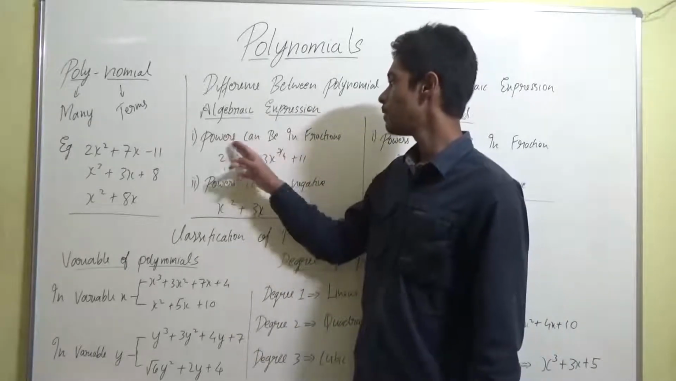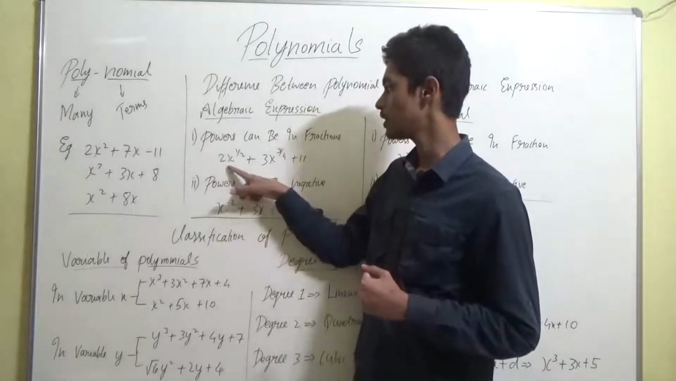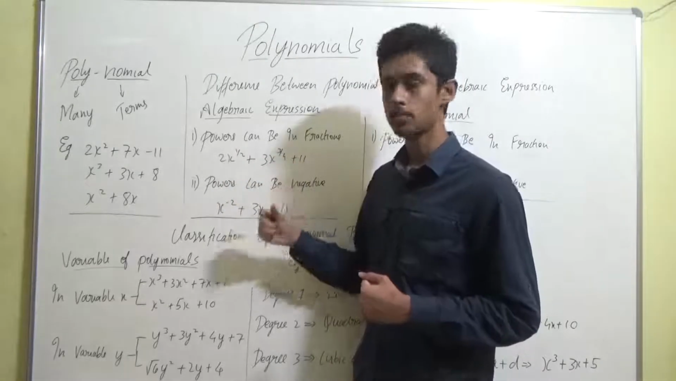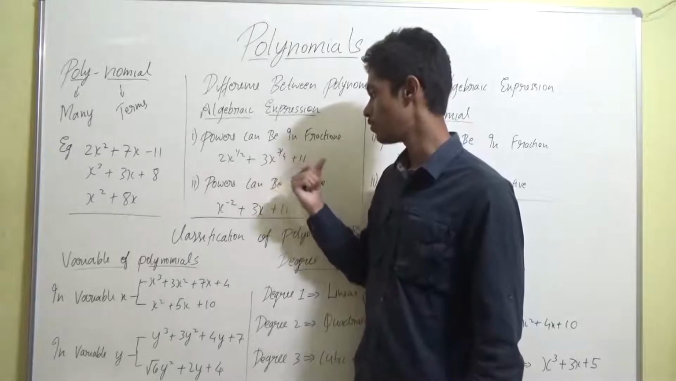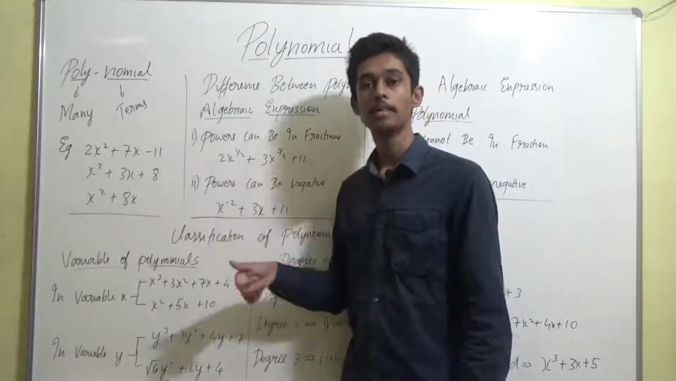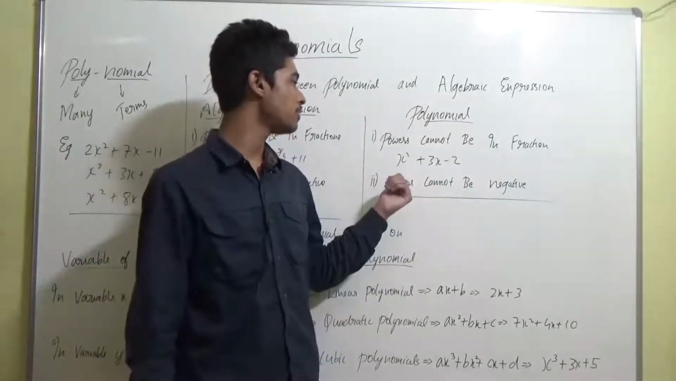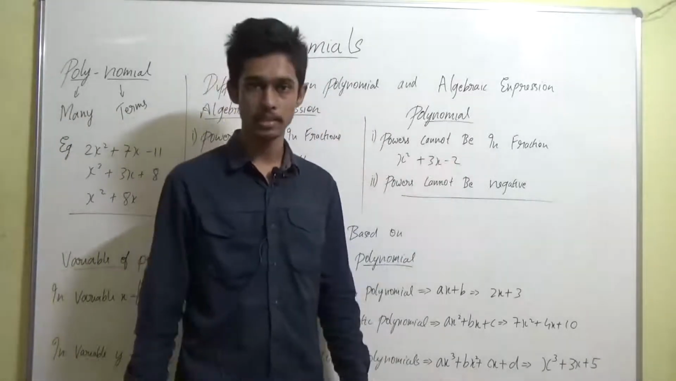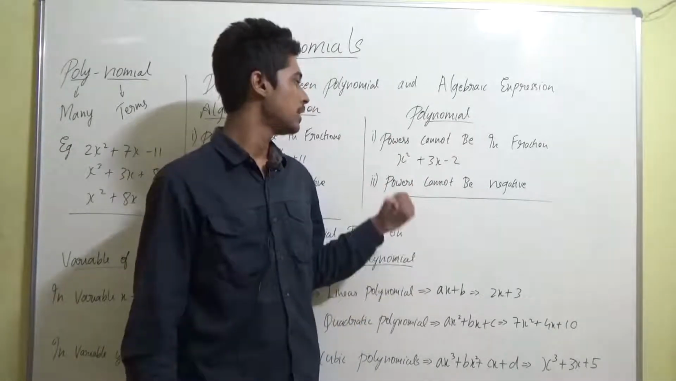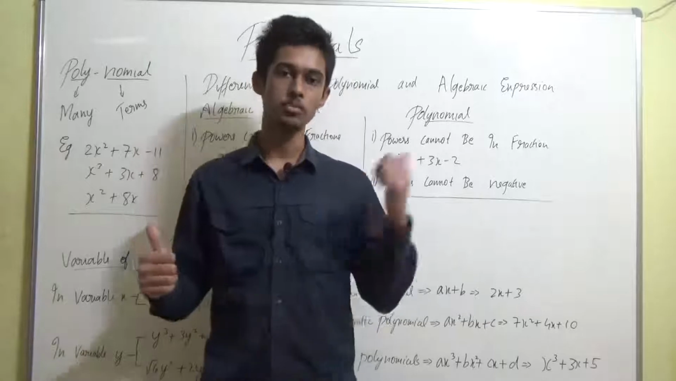In algebraic expressions, powers can be in fraction. For example, 2x to the power 1 by 2. The variable x to the power 1 by 2 is there in this expression. 3x to the power 3 by 4. So the powers of the variable in this expression are in fractions. But the condition for an algebraic expression to be a polynomial is that the powers cannot be in fraction. It should only be natural numbers. Natural numbers in the sense it's like 0, 1, 2, 3, 4 and so on. It can be any natural number but it cannot be a fraction. That's the first criterion for an algebraic expression to be a polynomial.